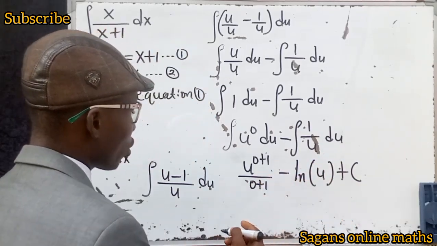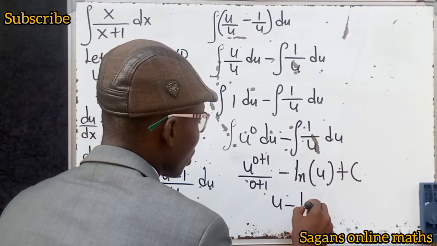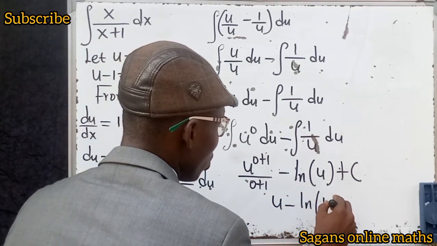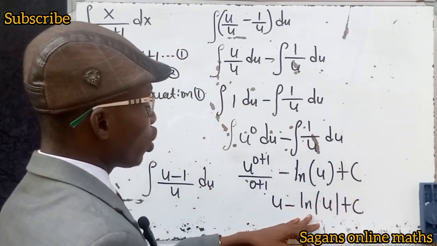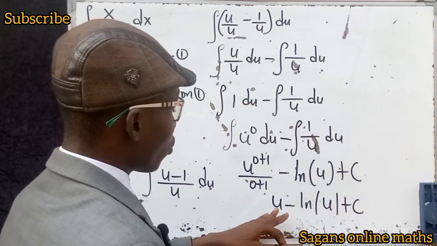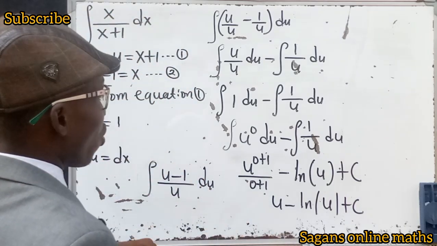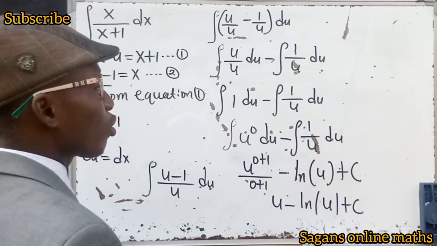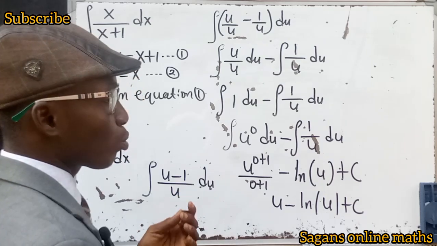Now let's simplify this further. If you simplify all this, it is u minus ln of u plus c. Now this is our answer. But I want you to recall something very interesting. Recall that u here is x plus 1. Wow. Can you see why the substitution method is one of the amazing and one of the pocket-genius methods of solving such problems?